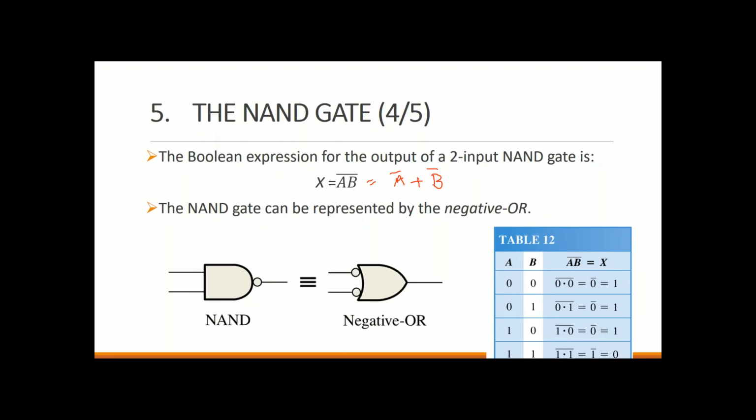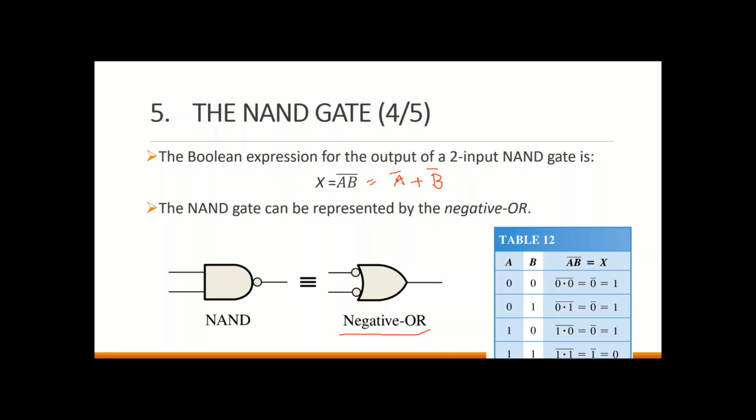And what does this tell us? It tells us that I can replace an AND gate with what? I can replace it with a negative OR. This is another type of gate which is equivalent to a NAND gate. They are not equal, of course, because the implementation is different. However, what is equal is their outcome here.